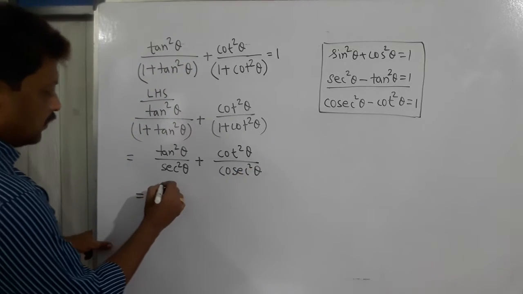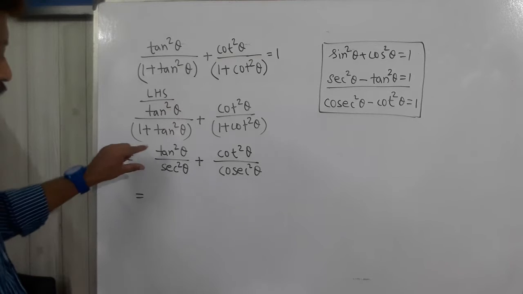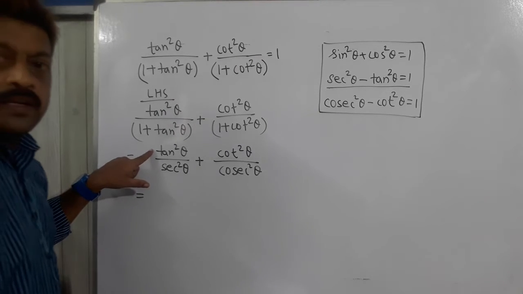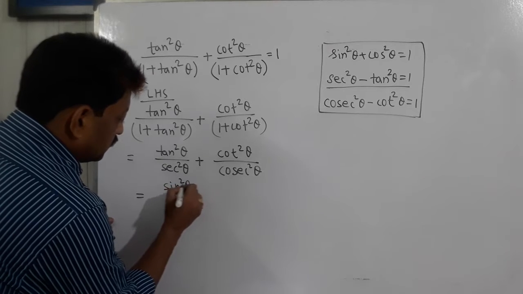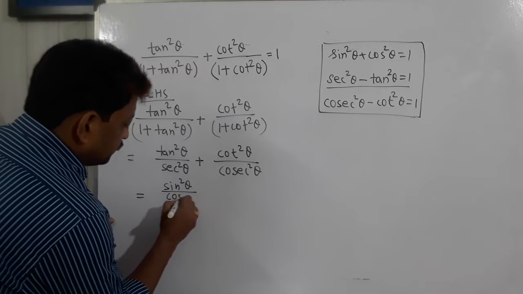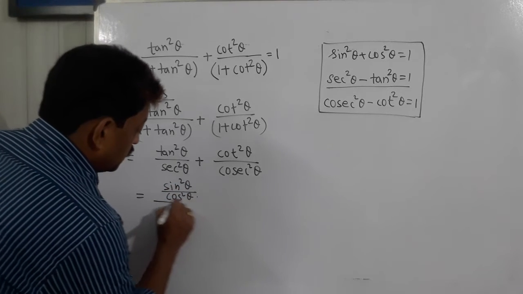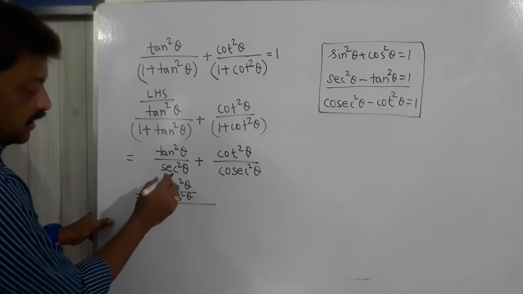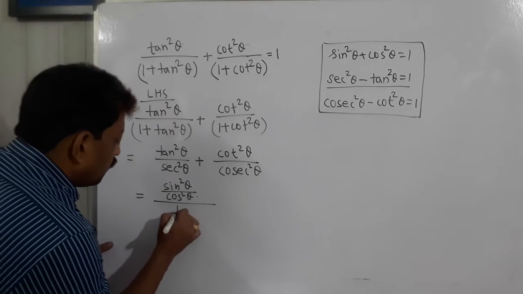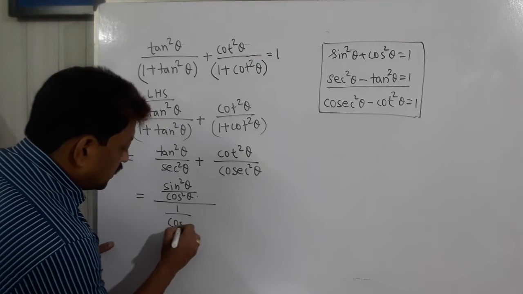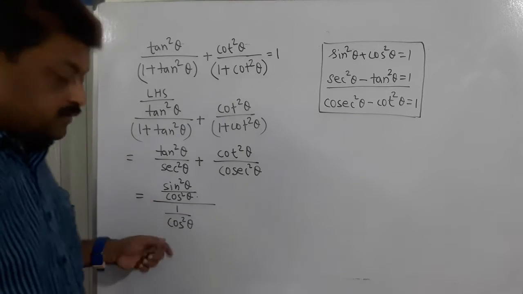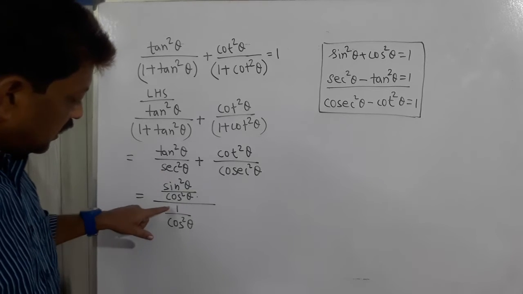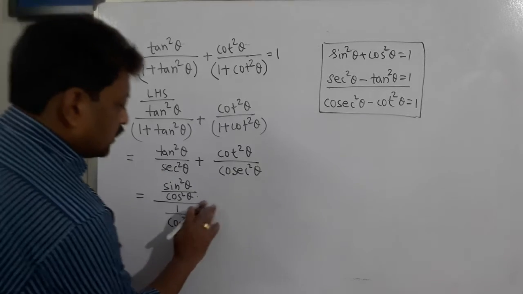Okay. Now tan square theta can be written as sin square theta upon cos square theta, divided by sec square theta, which can be written as 1 upon cos square theta, because sec theta is the reciprocal of cos theta. So in place of sec square theta, I have written 1 upon cos square theta.